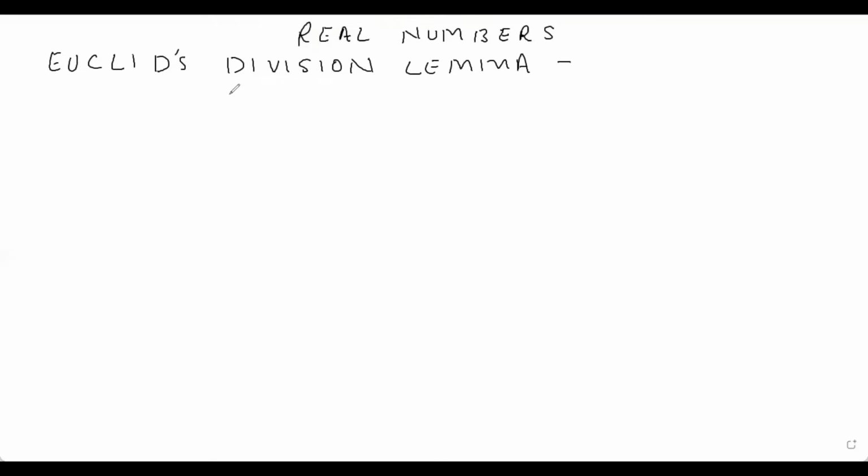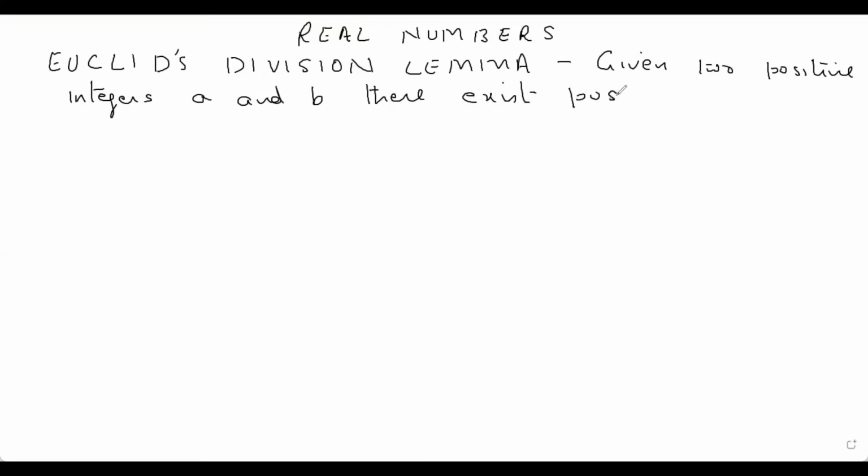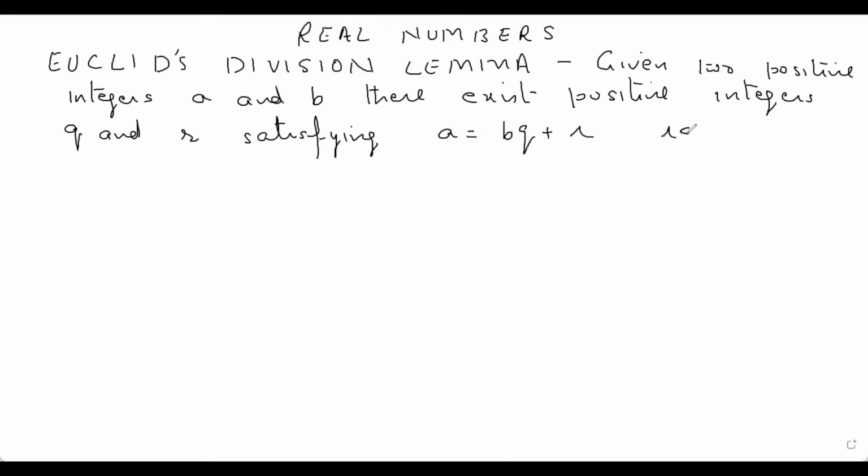Given two positive integers a and b, there exist positive integers q and r such that a is equal to bq plus r, and r lies between 0 and b. Now let me write here: given two positive integers a and b, there exist positive integers q and r satisfying a is equal to bq plus r, where r lies between 0 and b.